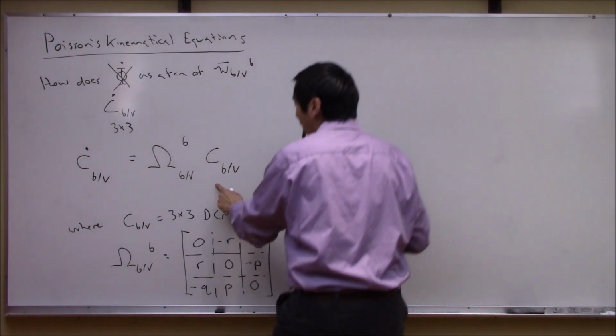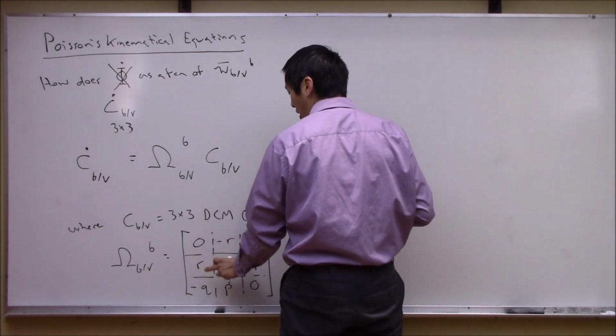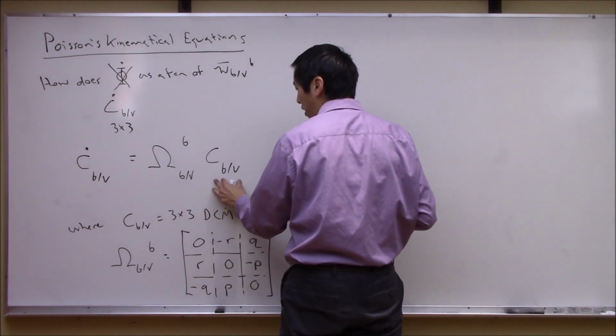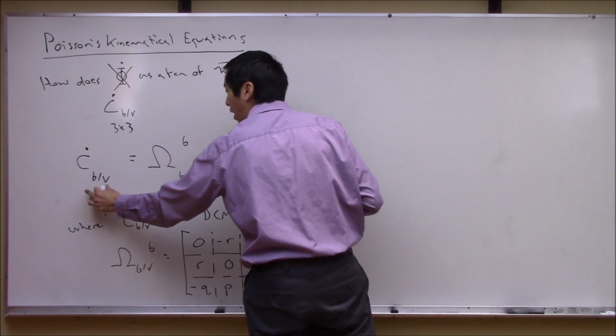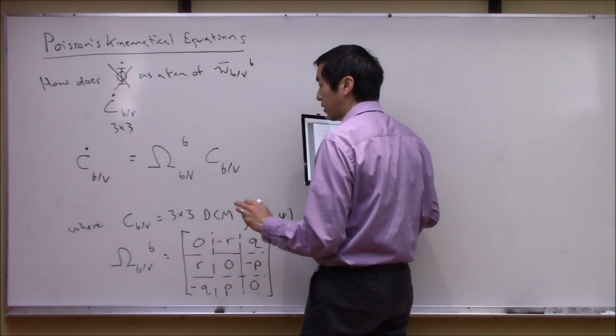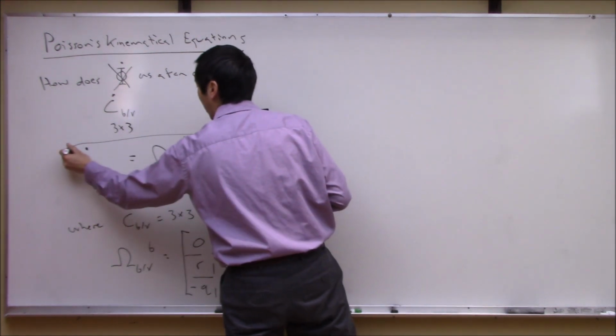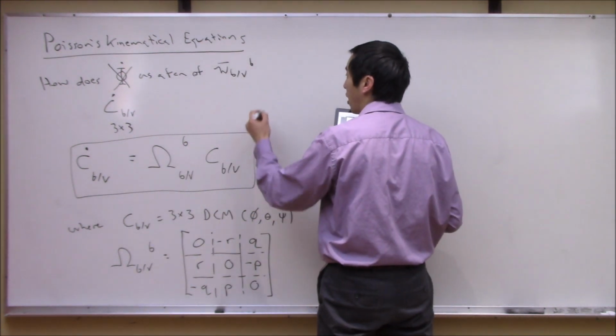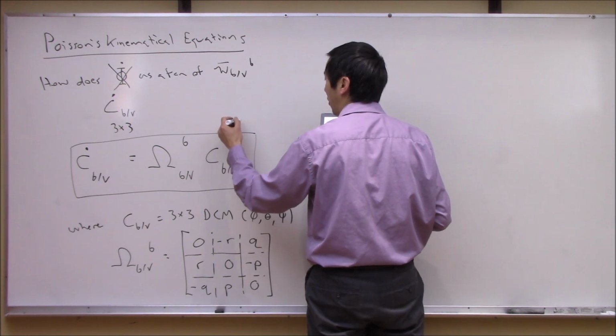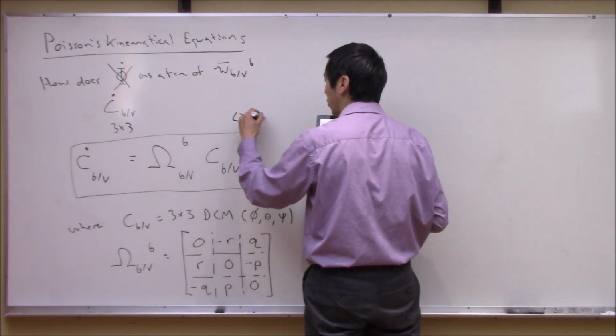So this is basically telling us how the rate gyro information is going to influence the current direction cosine matrix and tell how the direction cosine matrix is changing with respect to time. So this is sometimes referred to as Poisson's kinematical equations. You may also hear this referred to as the strap-down equations.